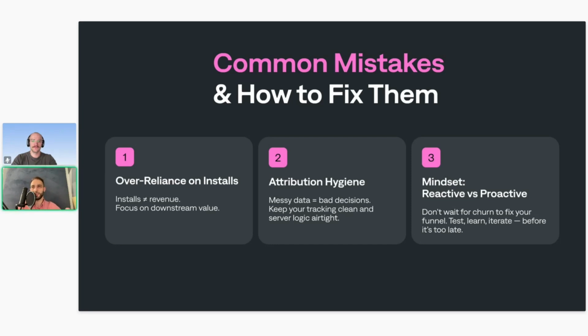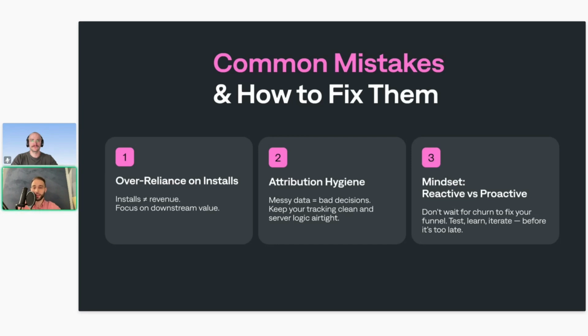So it's easy to get excited when CPI drops and installs go up. But what if trial starts are flat, trial to paid conversion is down, retention is crashing? You can end up scaling a campaign that looks great on the surface, but delivers zero long-term value. So to fix this, make sure your optimization logic and reporting includes post-install events like trial start rate, day one and day seven retention, and LTV renewal rate.